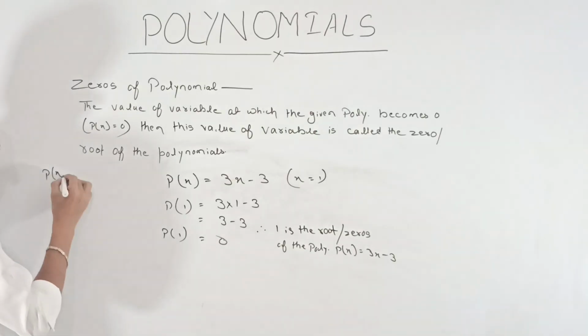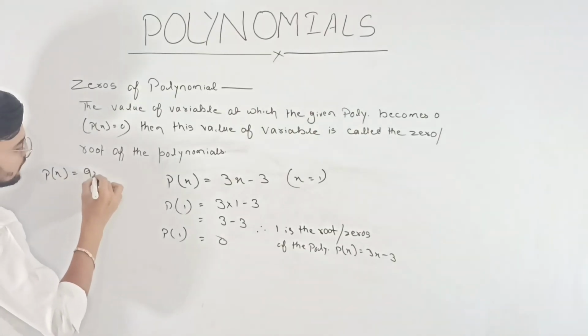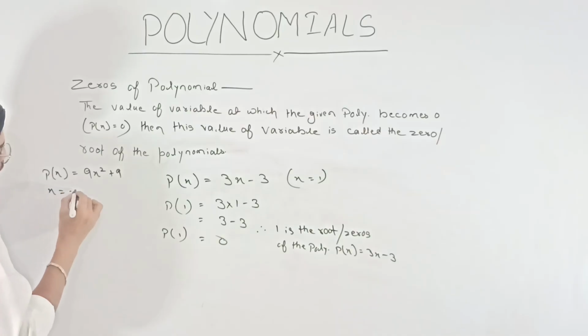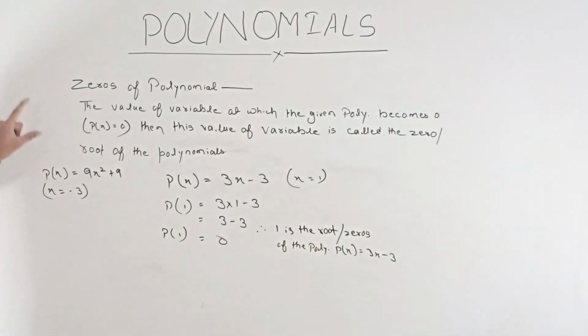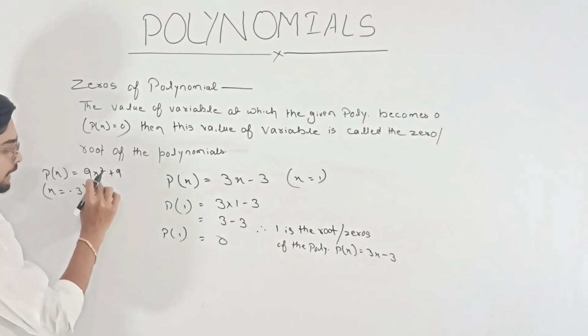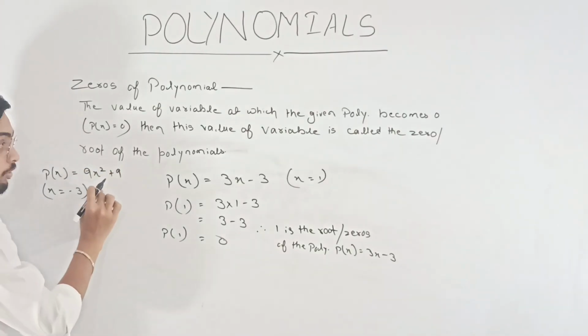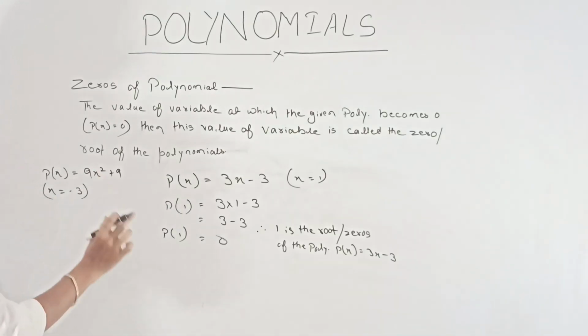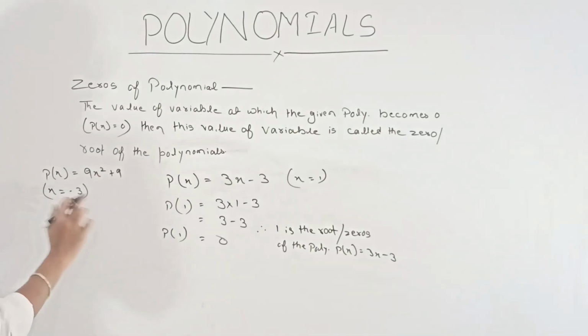Suppose we have polynomial p(x) is equal to 9x square plus 9, and we are given x is equal to minus 3. Okay, x is equal to minus 3. Then what is a zero? If after putting this minus 3 in place of x, this polynomial becomes 0, then we say yes, minus 3 is a zero of the polynomial. If this polynomial does not become 0, then we say minus 3 is not a zero of the polynomial.